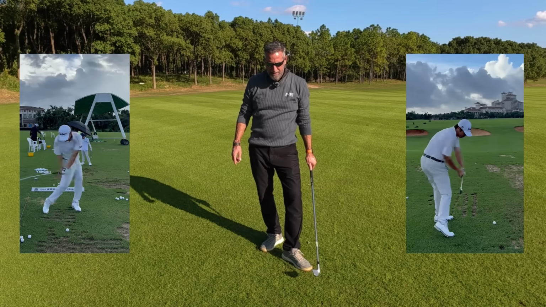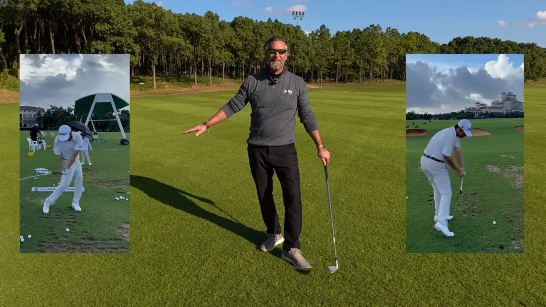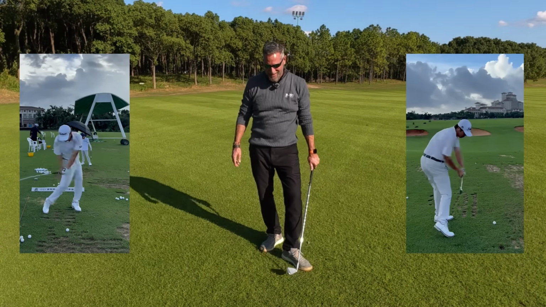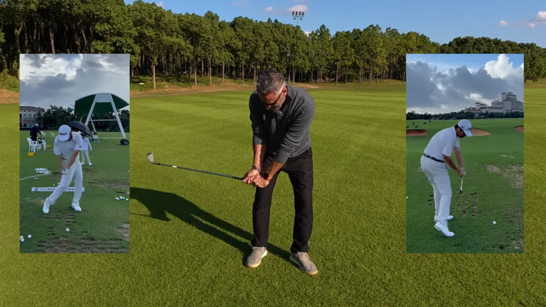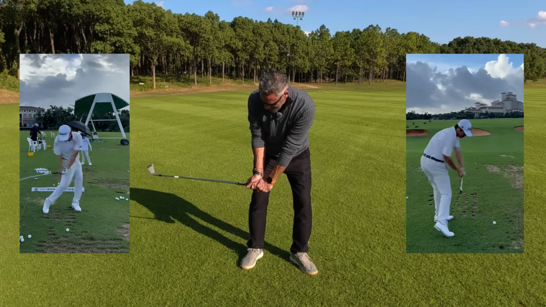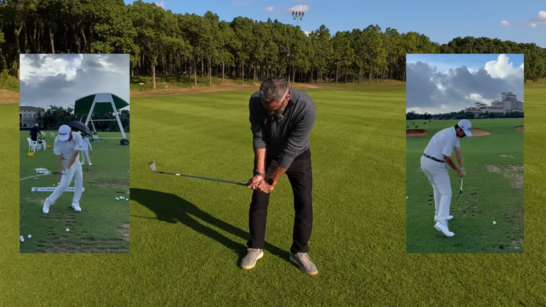P6 is, which you probably all could guess, when the club is parallel to the ground again. When our club is parallel to the ground, it's the last posture before impact.